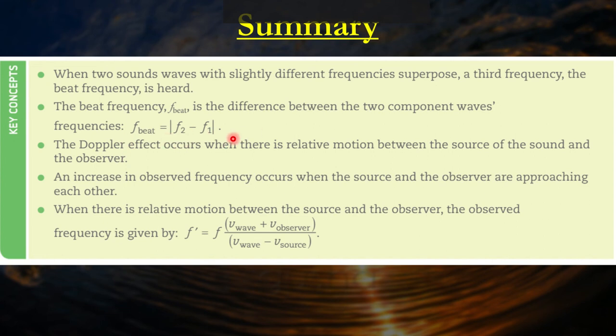Remember, beat frequency is the difference in amplitude when two slightly different frequencies superimpose on each other. The Doppler effect is the difference in frequency we hear because of a relative motion between the sound source and the observer listening to it. Hopefully that helps explain everything you need to know about beat frequency and the Doppler effect in terms of sound waves.